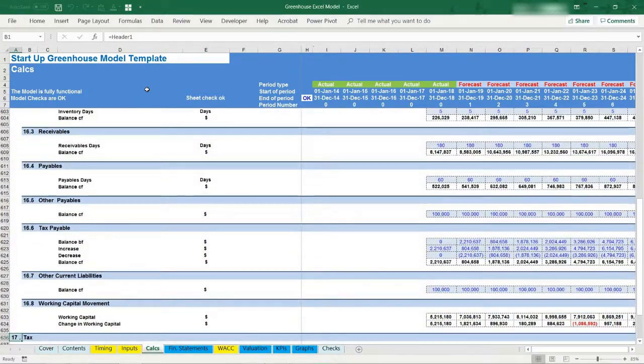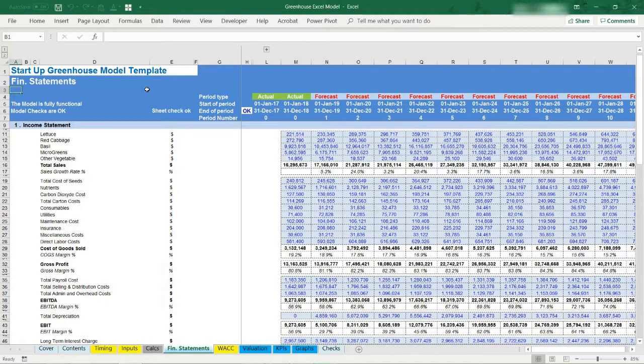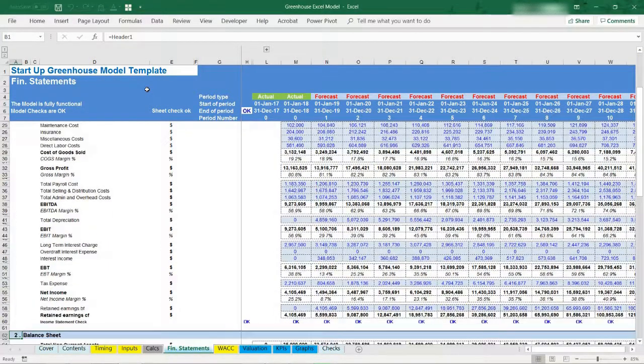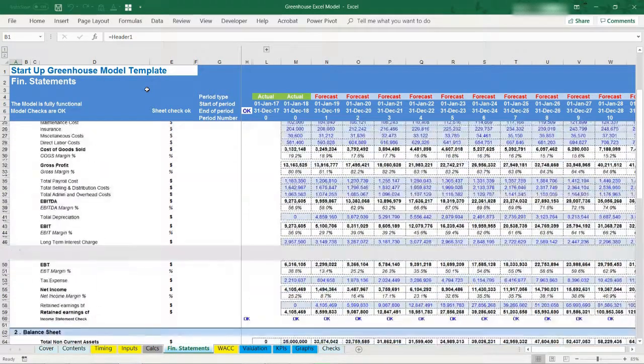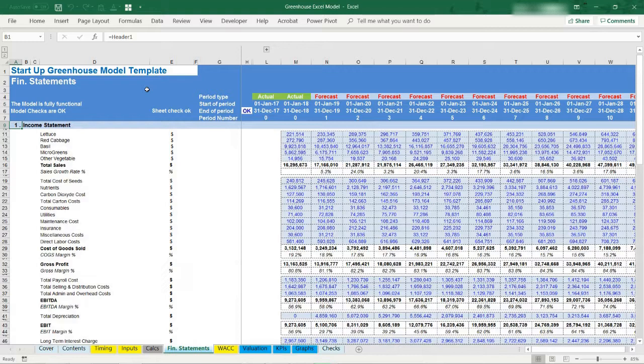On the Financial Statements tab you can see the resulting profit and loss, balance sheet, as well as the cash flow of the company and or project. All three statements are integrated, and as such making sure that the accounting equations hold true.